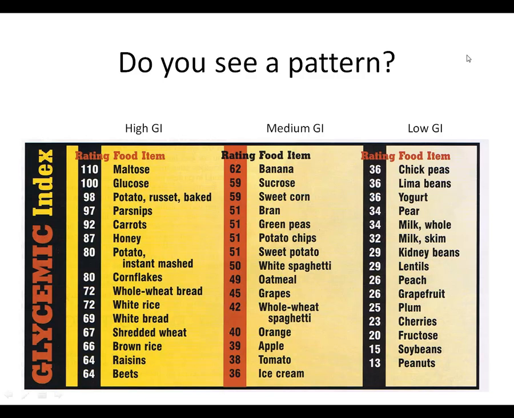All right, so obviously that simple carb, complex carb dichotomy is not very good for predicting the glycemic index of various foods. So take a look at this list and see if you can see any underlying pattern that would allow you to predict which foods move rapidly into the bloodstream and which are the slow release, low GI foods.